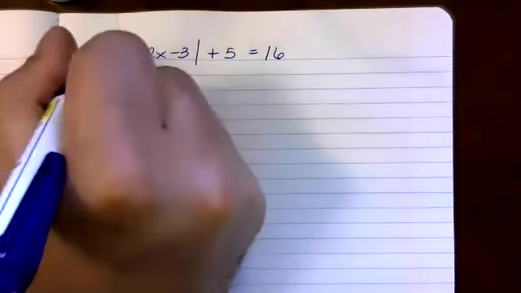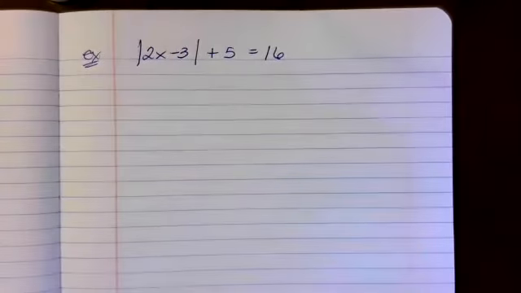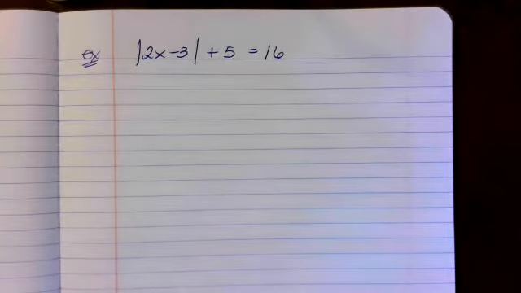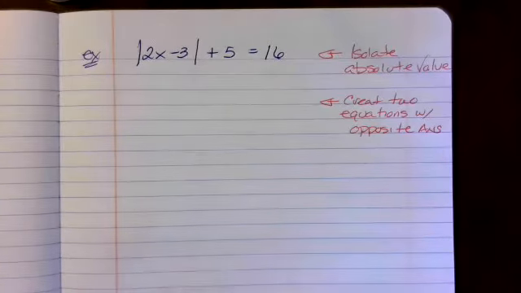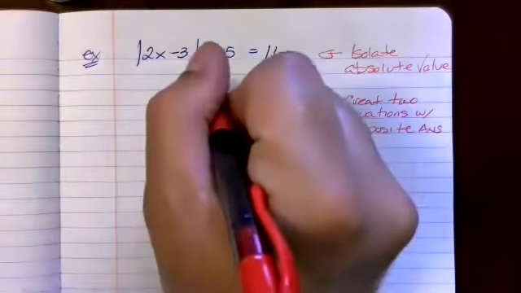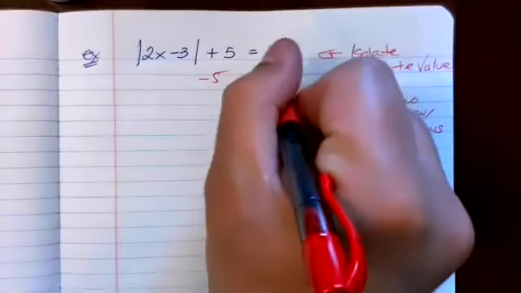Let's try this example. Again, we want to follow the procedure. We want to isolate the absolute value. And then we're going to create two equations and solve each of them.